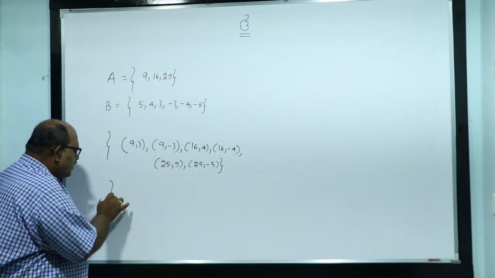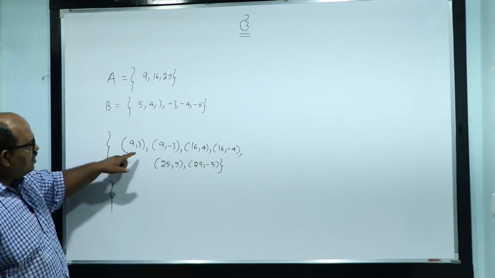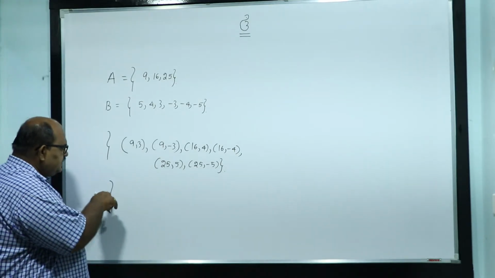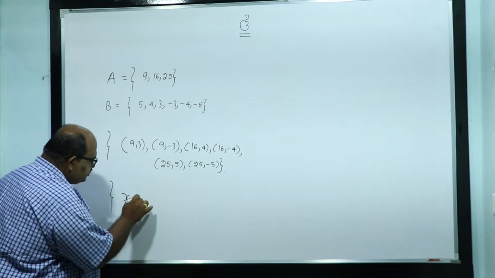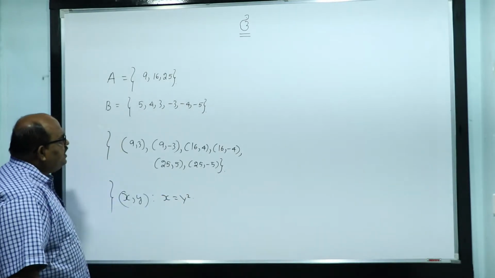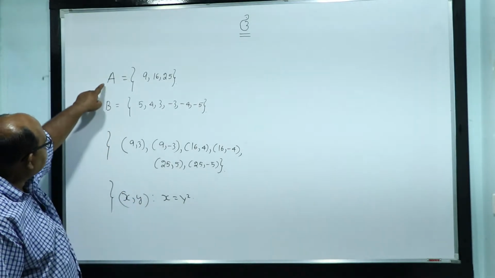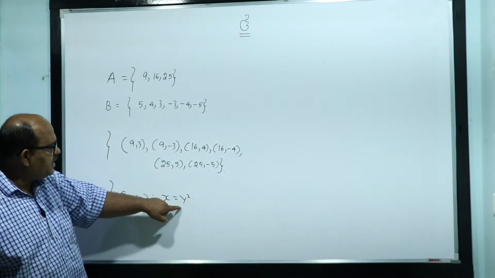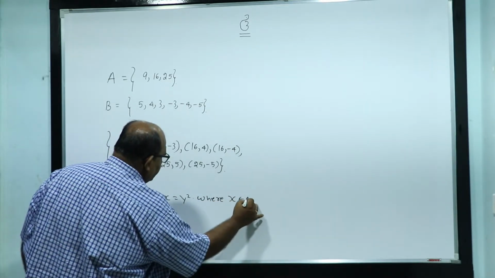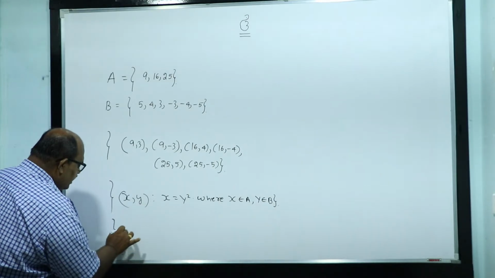Then what is the set builder form? Set builder form means we will write a formula which describes the elements present in the relation. What is that formula? Very simple. This is a set containing the elements (x, y) such that x is equal to y squared. It is given that elements of A are squares of elements of B. So we have taken x as elements of A, y as elements of B. So we will write x equals y squared, where x belongs to capital A and y belongs to set capital B.